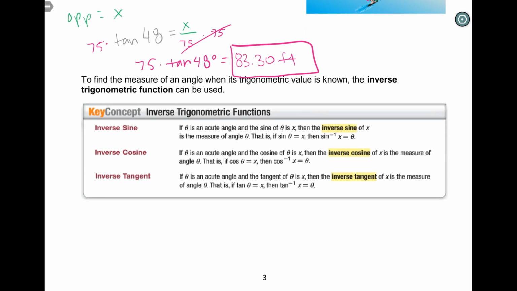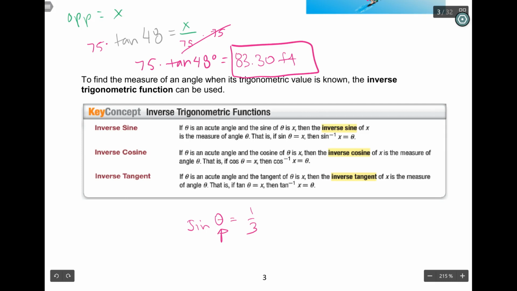Alright, so to find the measure of an angle when the trig value is known, the inverse can be used. So inverse sine: the angle is an acute angle and the sine of theta is x. The inverse sine of x is the measure of angle theta. So let's say we're trying to find the measure of an angle. That's all it's saying. If we know that sine of theta, for earlier, was 1/3, we want to know what theta is equal to.